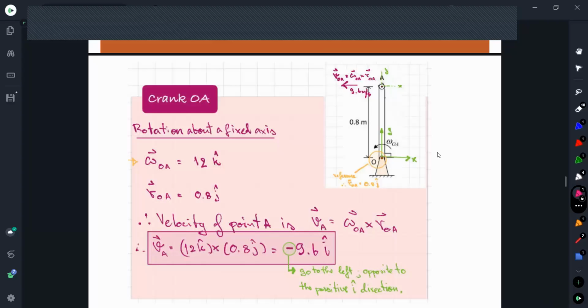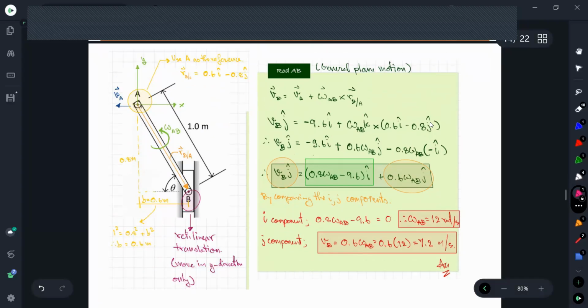And for r OA, we set up point O as a reference. So r OA has only one component, that is 0.8j. After we take the cross product here, we get the velocity vector of point A equal to minus 9.6i. The negative sign shows us that it moves to the left, which confirms the sense. And after that, we do the same step for finding the velocity at point B.